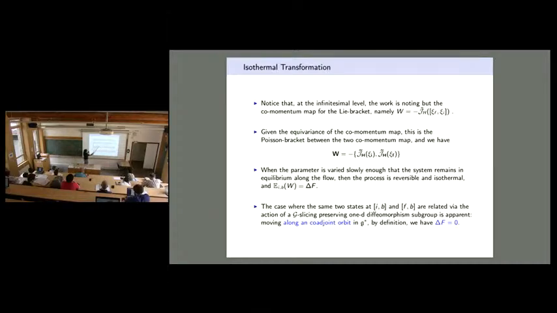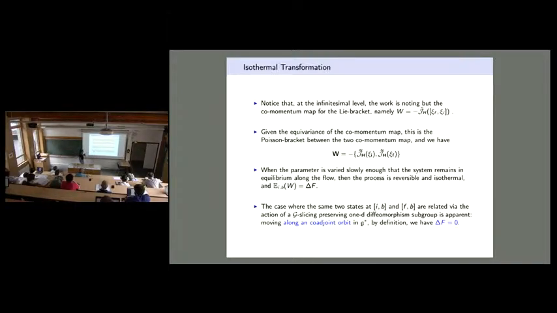You can notice that this work can be rewritten as the co-momentum map for the Lie brackets. So this is a nice formula for the work. And also, given the equivariance of the co-momentum map, this is the Poisson bracket between the two co-momentum maps. So it's nice to have this relation. The work basically is a Poisson bracket between two different co-momentum maps. It's interesting.